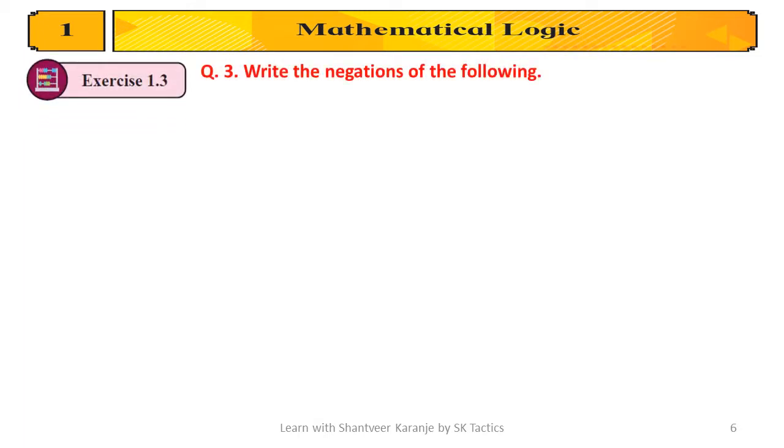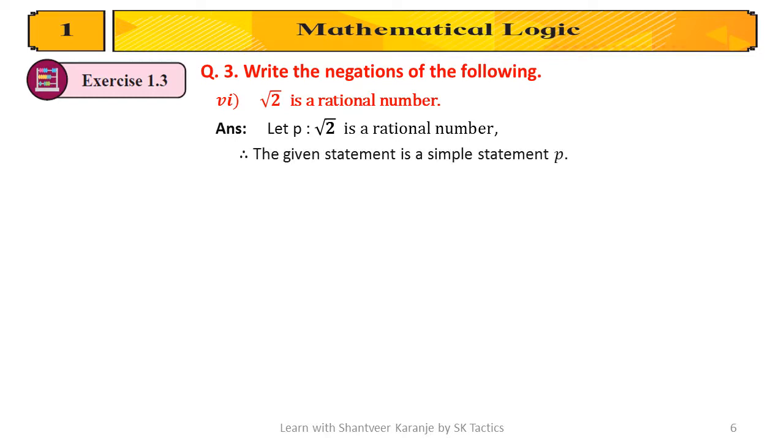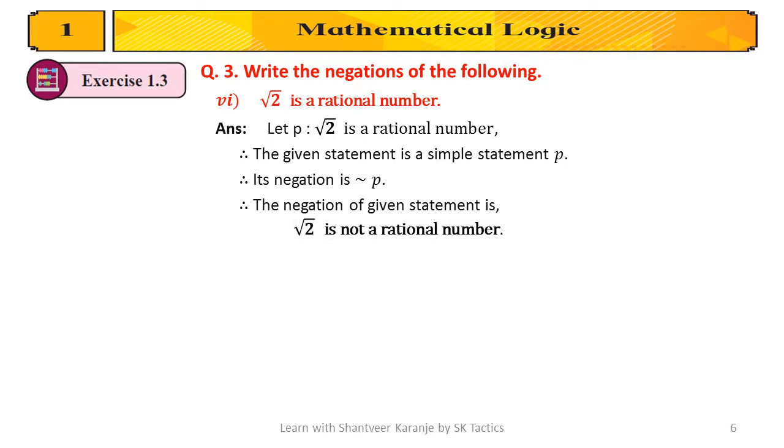The next question of exercise 1.3 is again question number 3. It's the sixth question. Root 2 is a rational number. Now here it is only one statement, a simple statement. It is not a compound statement. So the negation of P is the answer to this question. Negation of P means root 2 is not a rational number. So here it is not a compound statement, so no need to go with P and Q.